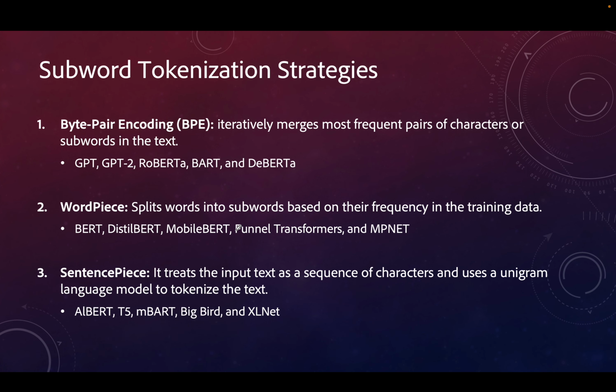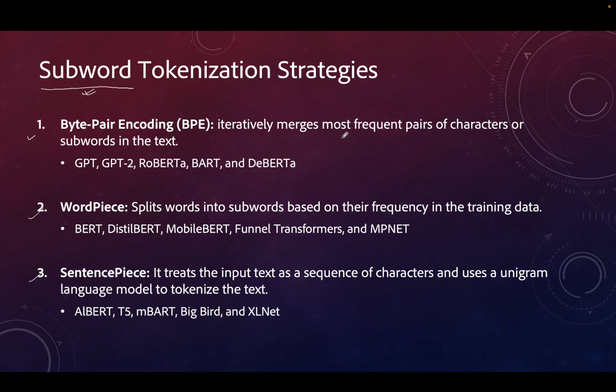Now let's look at some subword tokenization strategies. We talked about character level, word level, and subword, and we found that subword seemed to be most optimal among these. Within subword, these are some of the most popular strategies. One is byte pair encoding. What it does is it iteratively merges the most frequent pair of characters or subwords in the text.